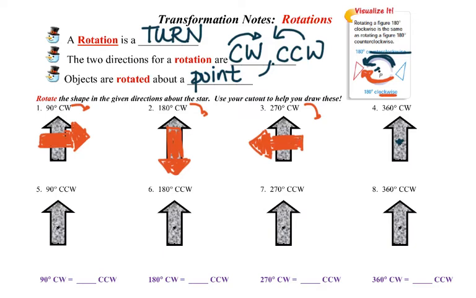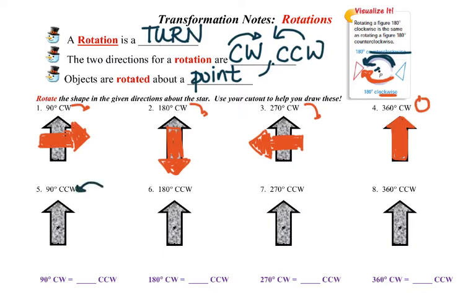What about 360? How many degrees is 360? It's like a whole turn, right? All the way around. So the arrow is just going to end right back up where it started and just overlap the original arrow, is 360 degrees. So those are the clockwise turns, 90, 180, 270, 360. Now, if we do counterclockwise, we're going to have some of the same pictures.